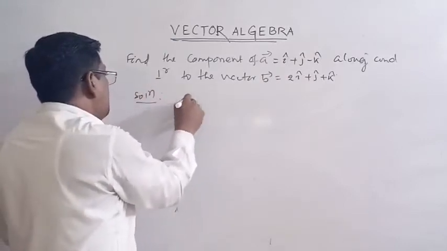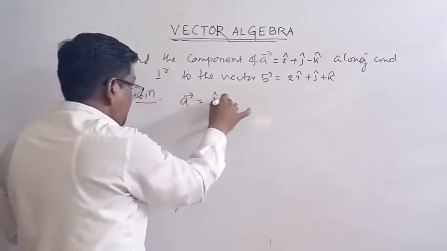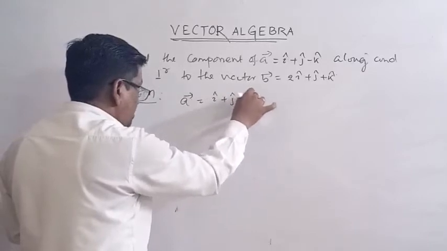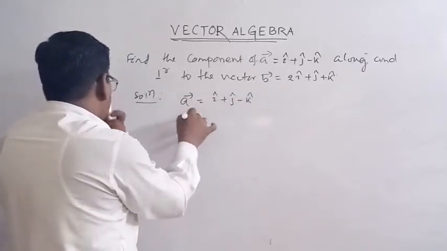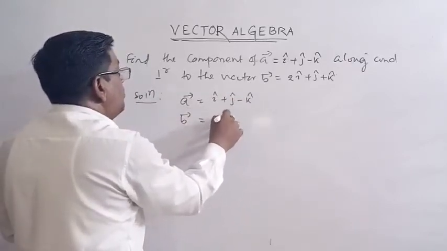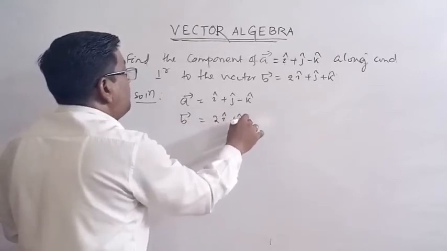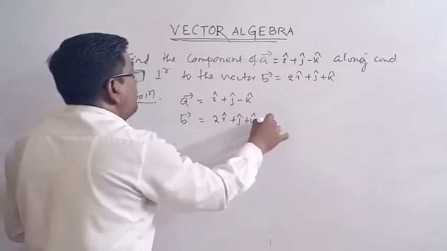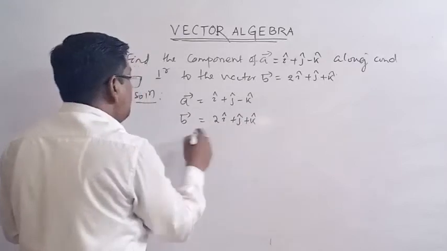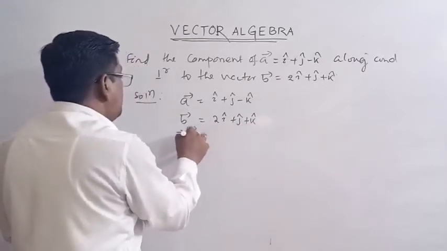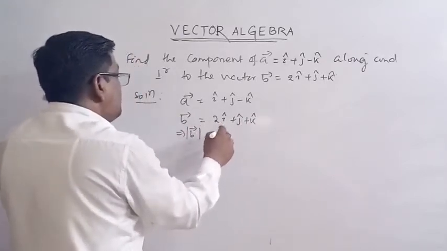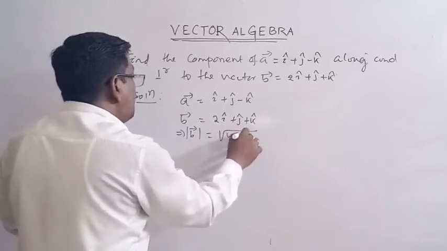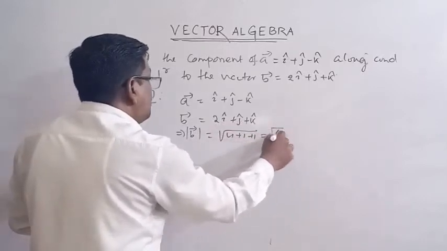A is equal to i cap plus j cap minus k cap, and B is equal to 2i cap plus j cap plus k cap. Magnitude of B is equal to what? It is root of 4 plus 1 plus 1, which is root 6.